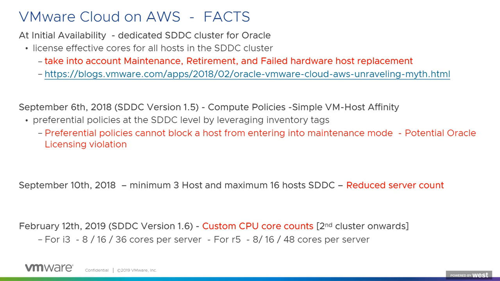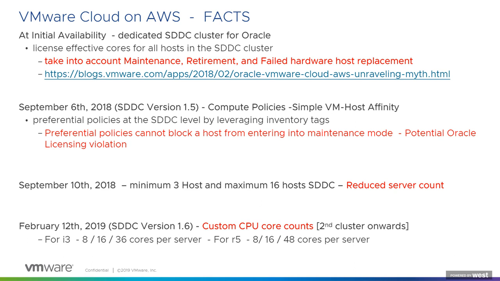On September 6th of last year, when we released SDDC version 1.5, we came up with what's called the compute policy. That essentially allowed us to come up with simple virtual machine to host affinity rules. Keep in mind that these affinity rules are preferential policies at the SDDC level, so they operate by leveraging the inventory tags. And the most important thing is that preferential policies cannot block a host from entering maintenance mode, and that is an essential potential Oracle licensing violation.